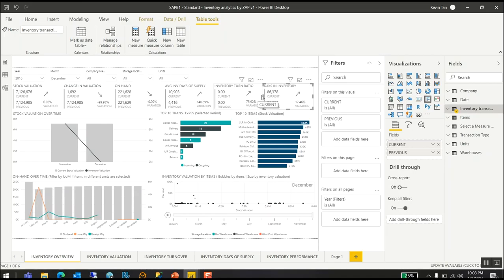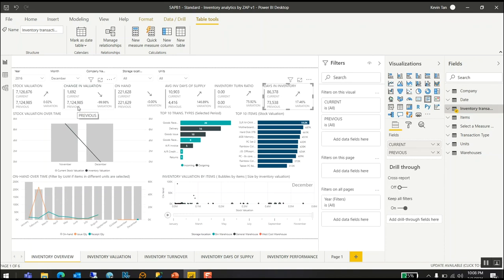Welcome to the second part of my presentation. Here I'm looking at Power BI content against my SAP Business One data source. The year is currently 2016 in my demonstration data, and the month is December. My stock valuation has a very small variance, so I'm not too concerned. The change in valuation is pretty small, but in the previous period it's actually very high.